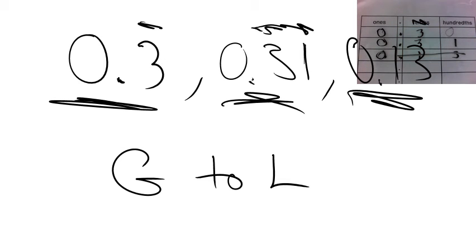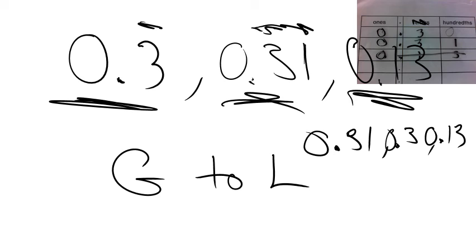So we're going to write that out in greatest to least. We'll do it here. We have greatest to least is going to look like this. I left the 0 off of the front in the ones place. You can add it in if you need to. So that's how you're going to order decimals using a place value chart.